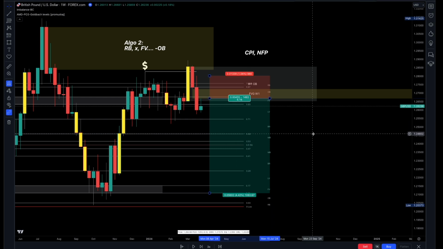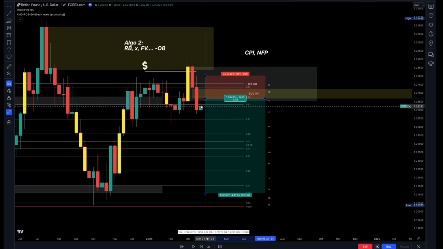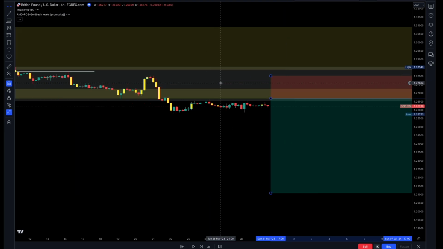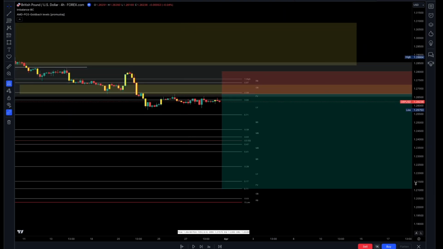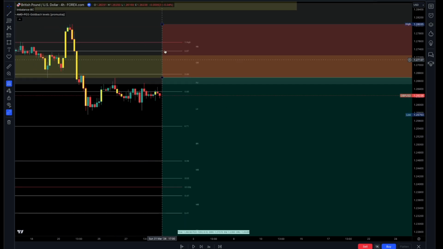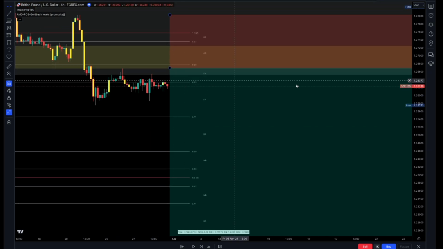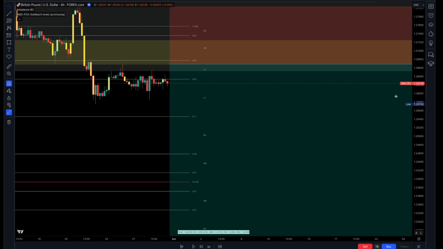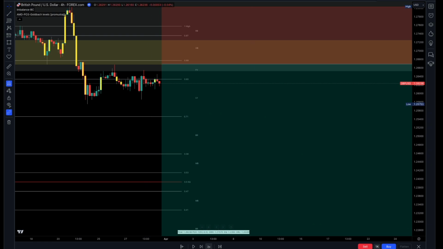So how did this actually play out? This is when I identified the trade, and let's now move to the 4-hour time frame to show you how wild the price action was. I was not in the trade at that point. I was looking for CPI and NFP to give me my entry and then the move. So let's play this out.